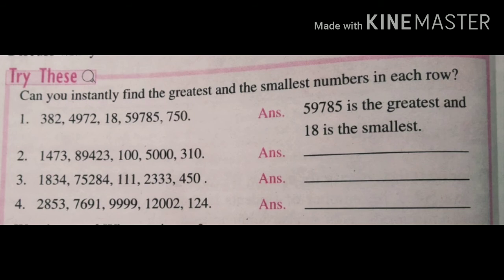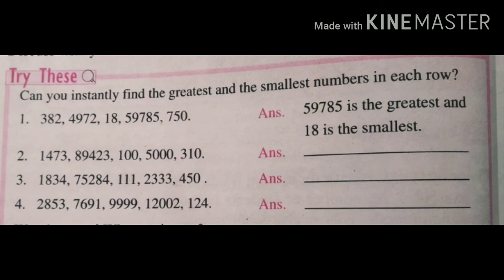So the third one, we have to do it like this only. We have to see the first digit of all the numbers. So we can say that 7 is the greatest among them. So 75,284 is the greatest and 111 is the smallest among them.